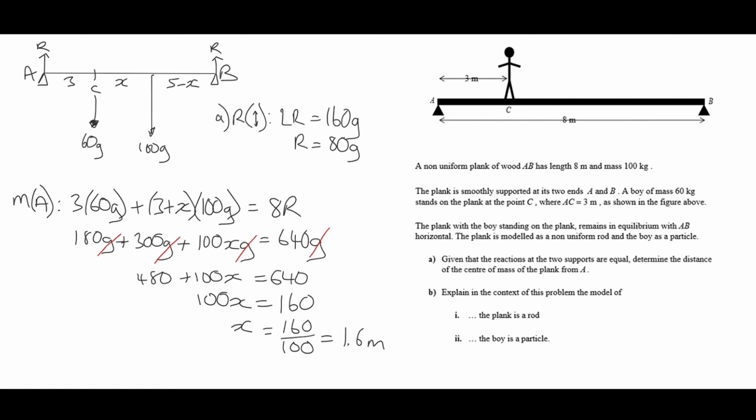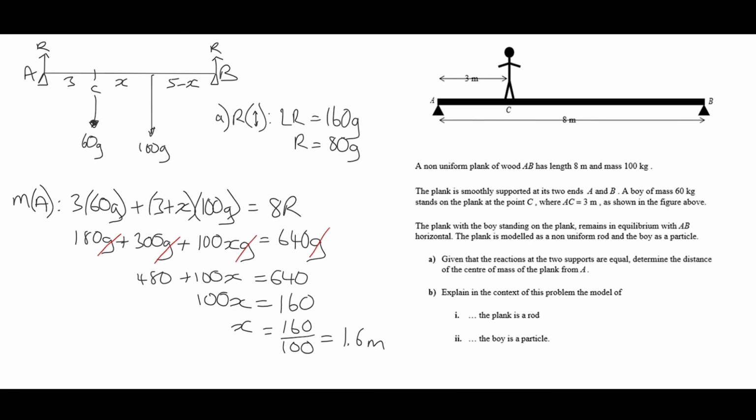Okay, just be careful here. This is the value of X. The question has asked for the distance of the center of mass from A. So looking at the diagram, I need to go all the way from A to that center of mass. It's going to be 3 plus X. It's going to be 3 plus the 1.6, or 4.6.